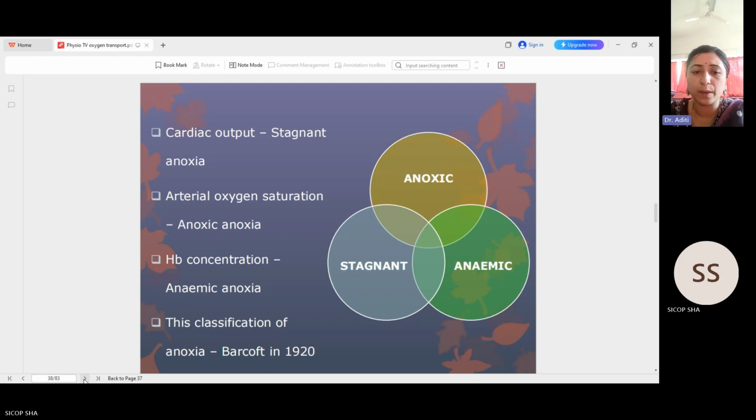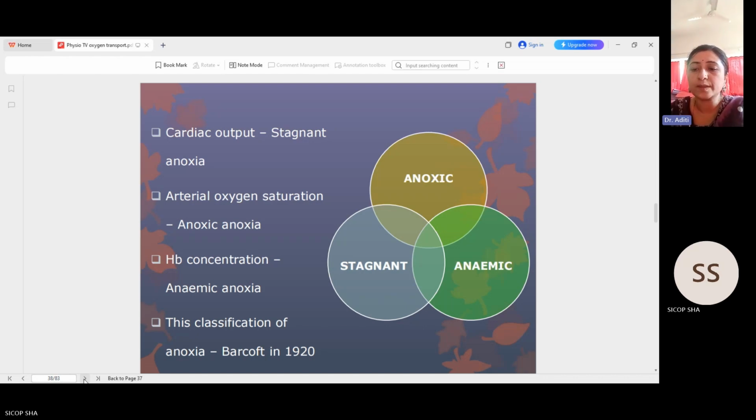Now let us discuss anoxia. Anoxia is basically when the body or brain completely loses its oxygen supply, and it is usually a result of hypoxia. The most common term that is used is hypoxic anoxic injury. So hypoxia is decreased oxygen and anoxia is as good as absent.